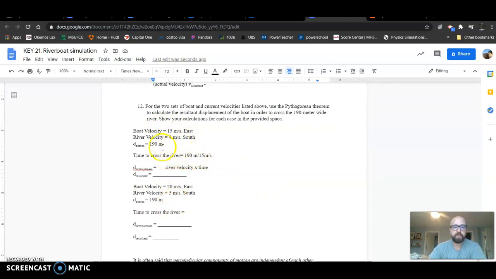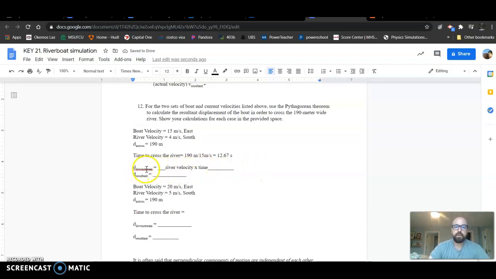So what you're going to do is here we have to find out the displacement, which is the vector version of distance. So the time to cross the river, just like we talked about earlier, is the distance across or displacement across divided by the velocity. So 190 divided by 15. So this is going to equal 12.67 seconds.